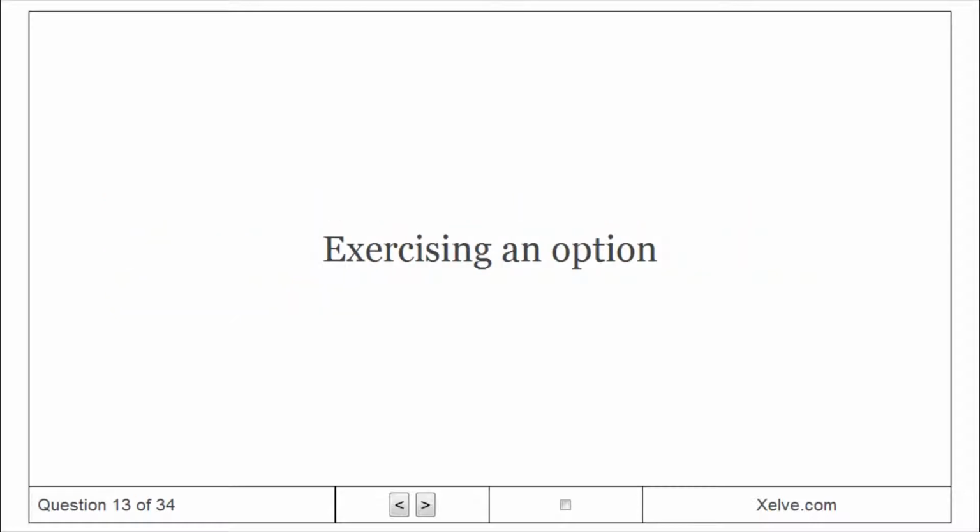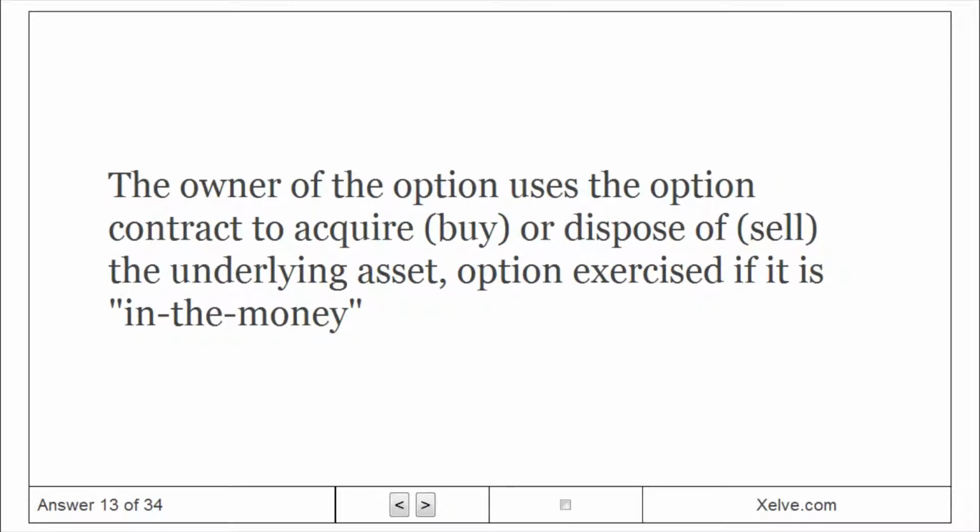Exercising an option. The owner of the option uses the option contract to acquire or dispose of the underlying asset. Option exercised if it is in the money.